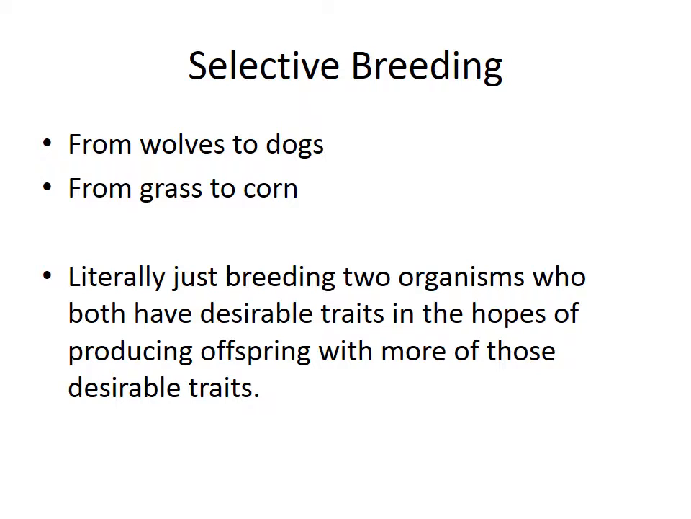So when you're selectively breeding, you're literally just taking two organisms with desirable traits. So like, let's say two dogs both of which have traits you want in a puppy, and you're just mating them together and hoping that those traits are passed down.